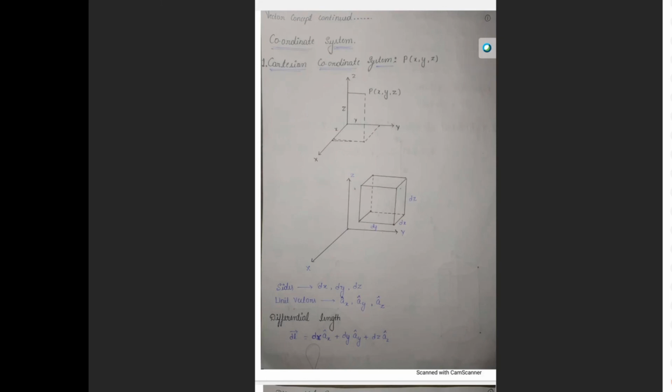First and foremost, you should know there are three coordinate systems: Cartesian, cylindrical and spherical. The representation of the point P is x, y, z in Cartesian, and you should know how to mark it on the x, y and z axes. If you consider a differential volume, what are the sides in Cartesian coordinates? dx, dy, dz. And you should know the unit vectors. Once you know these two, you can write length, area and volume.